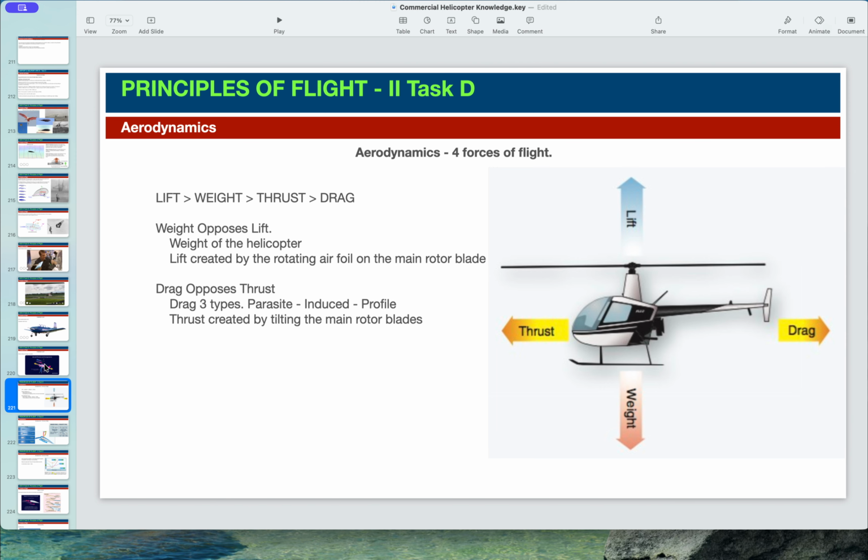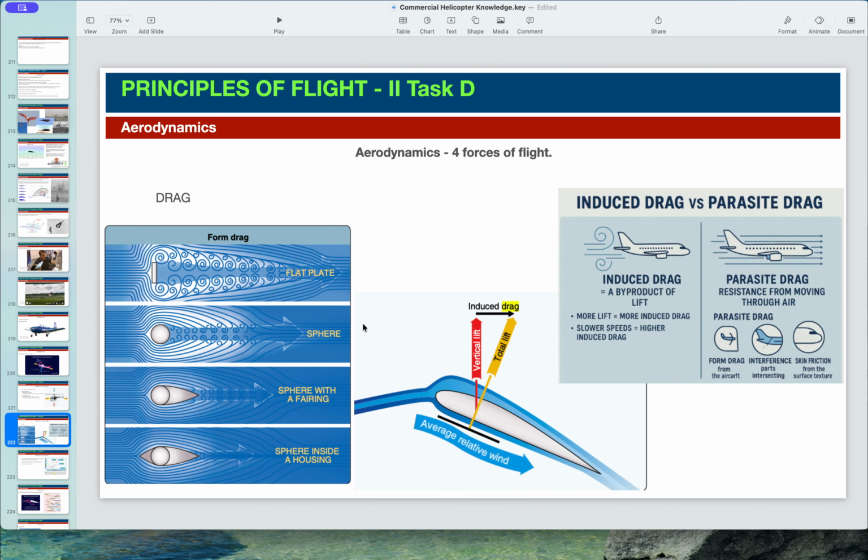experiencing. So this is the same concept in a helicopter, right? Our main rotor blades generate lift opposed by weight. Our main rotor blade generates thrust, opposed by drag. So let's talk a little bit about drag because it's essential.